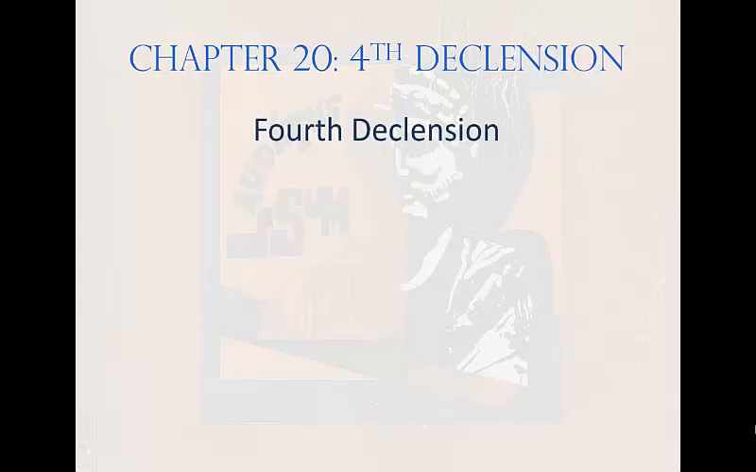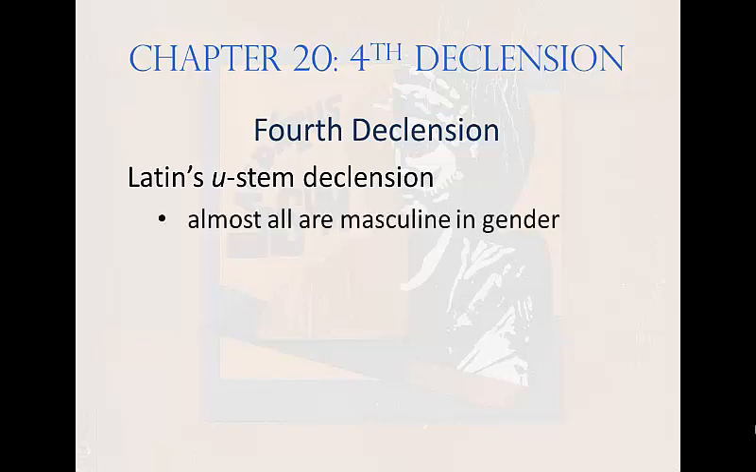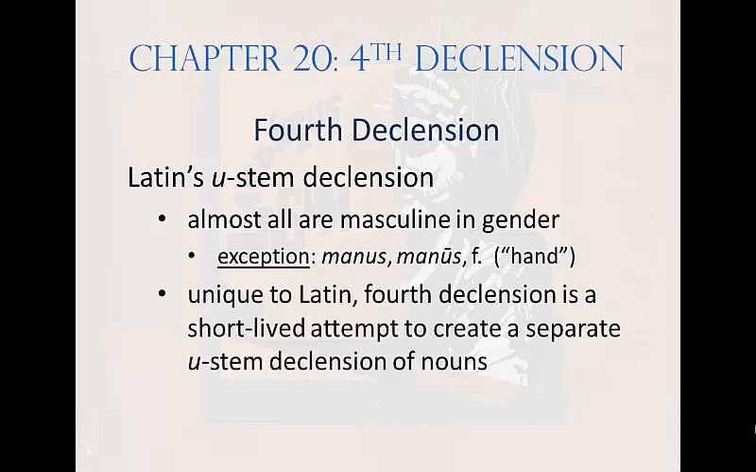Fourth declension is Latin's U-stem declension, in which almost all the nouns are masculine in gender. Ironically, the one major exception is probably the most commonly used fourth declension noun, manus, manus, feminine, meaning hand. This declension is unique to Latin. Among Indo-European languages, there really isn't anything exactly like it. Seen from the long view linguistically, it was a short-lived attempt by the Romans to create a distinctive U-stem declension. And the experiment didn't turn out well.